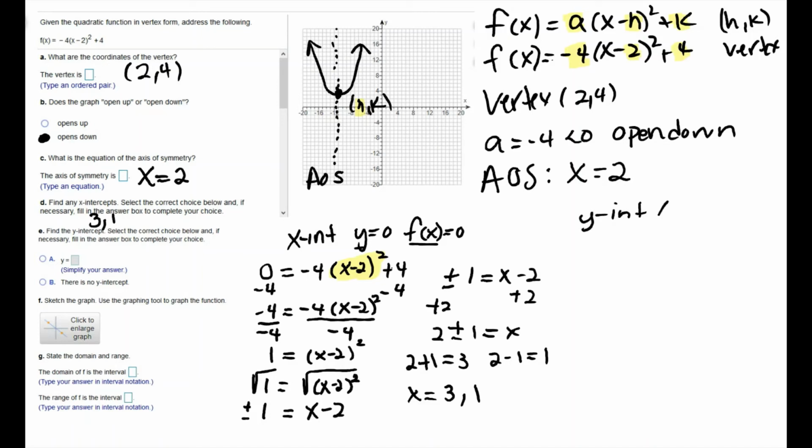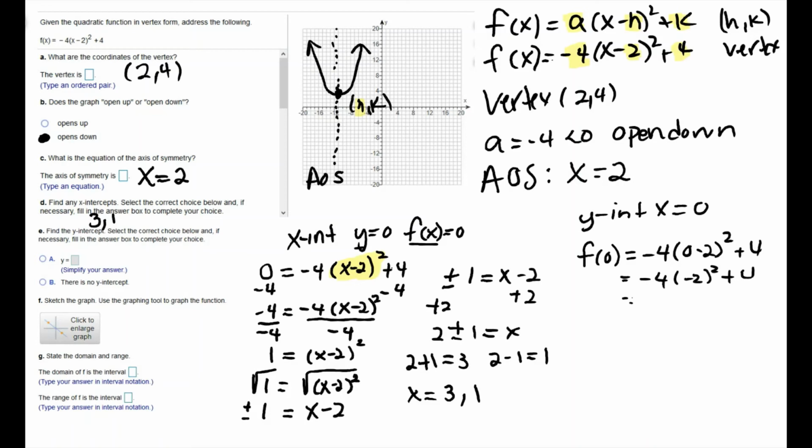Y-intercept is when x is equal to 0. So I'm going to find f of 0. Everywhere I see an x, I replace that x with a 0. So negative 4 times 0 minus 2 squared plus 4. Negative 4 times negative 2 squared plus 4.